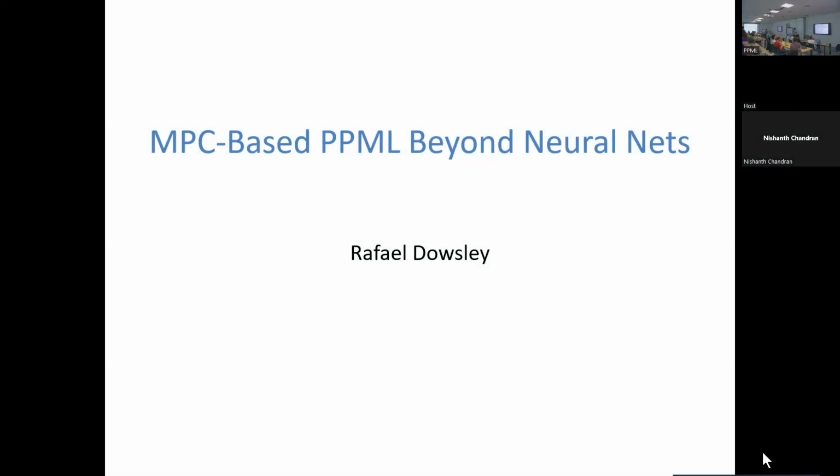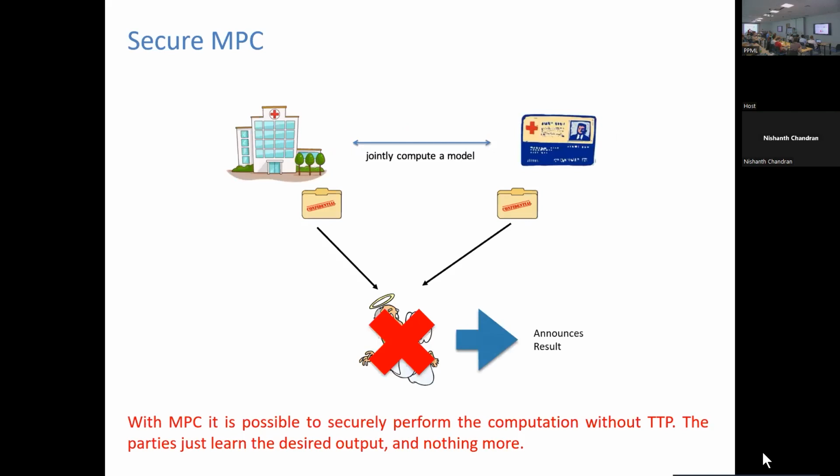So the second talk will again be about MPC-based solutions, secure multi-party computation-based solutions for machine learning. You have heard a little bit about it in the talks yesterday and today already. In this one, I will focus mostly on what can be done other than neural networks, other than training or inference of neural networks.